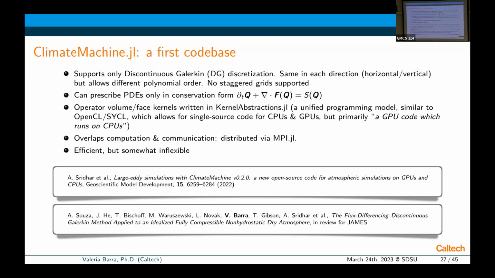It overlapped computation and communication using distribution via MPI.jl, which is the MPI Julia wrapper. It was very efficient, as I mentioned, but it was somewhat inflexible. So this is a paper that my colleagues worked on even before I joined. This is another paper. The first one was on the LES configuration only. The second one, by my colleague Andre Souza at MIT, is on the GCM configuration and is currently under review in JAMES.